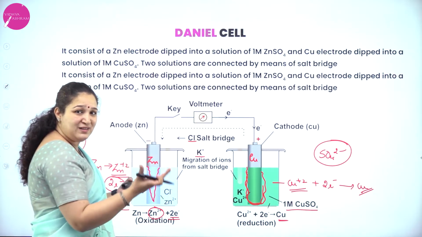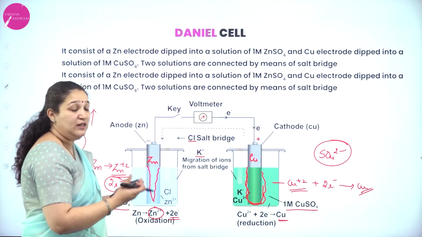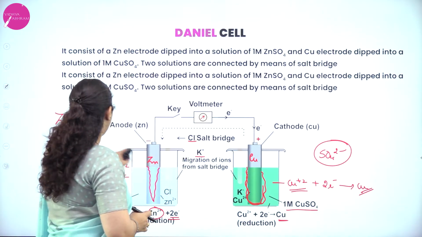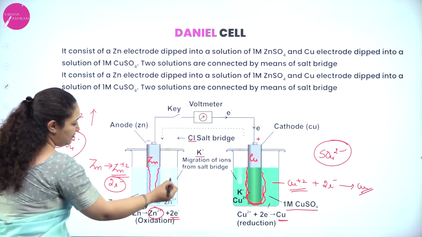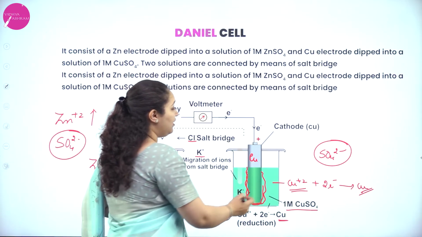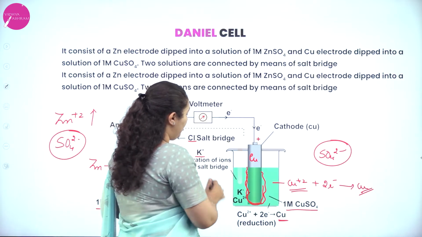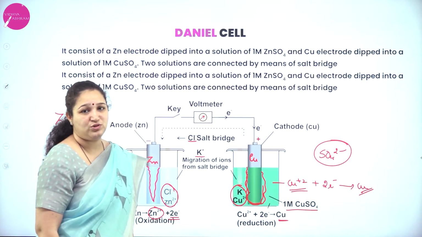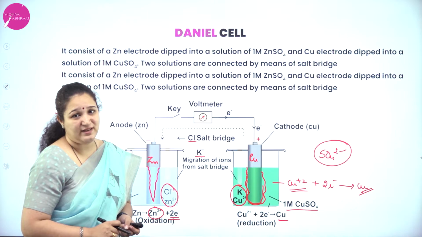To avoid this difference in the ions in the solution, the salt bridge comes to the rescue. Here, because there are positive ions in excess, the chloride ions will start moving from the salt bridge and they will neutralize the solution. And here, because negative ions are rich in this solution, the K+ ions will start migrating and they will neutralize the solution. So that is the reason this salt bridge is added.